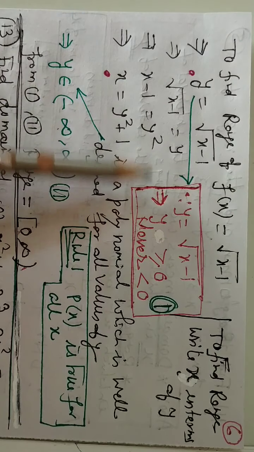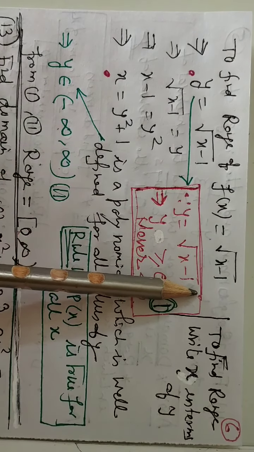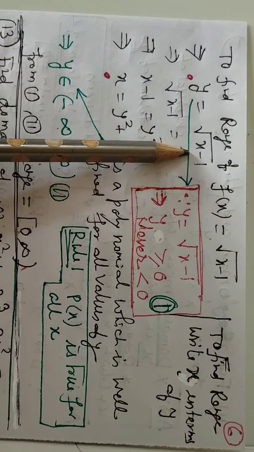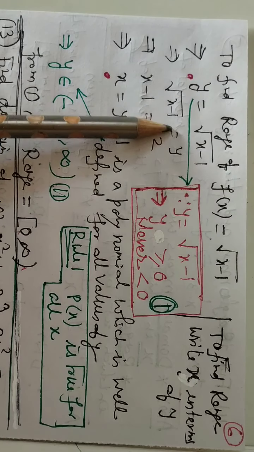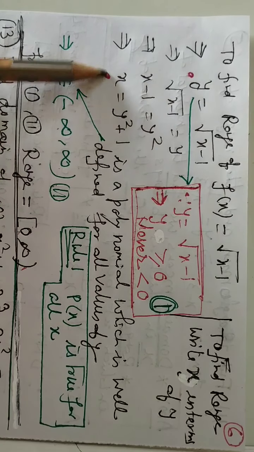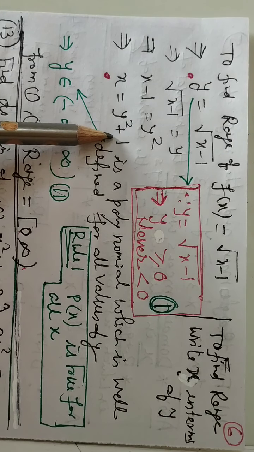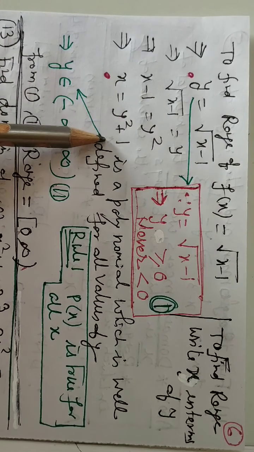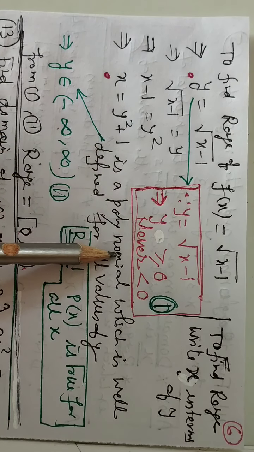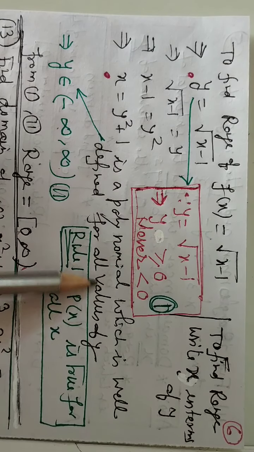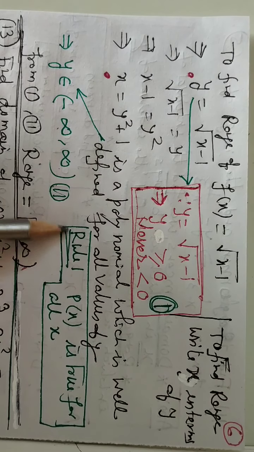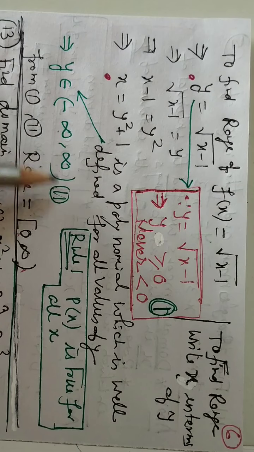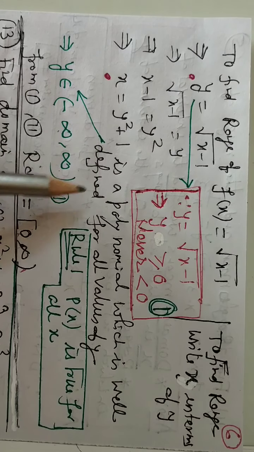Again, to find the range, the same question: f(x) is equal to root of this, y is equal to this. Now we have to express x in terms of y to find the range. So x is equal to y square plus 1. This is a polynomial, which is defined for all values of y. So the range is equal to minus infinity to infinity.